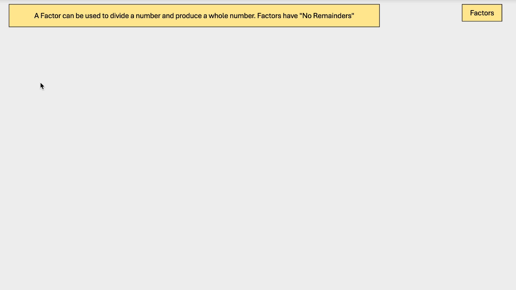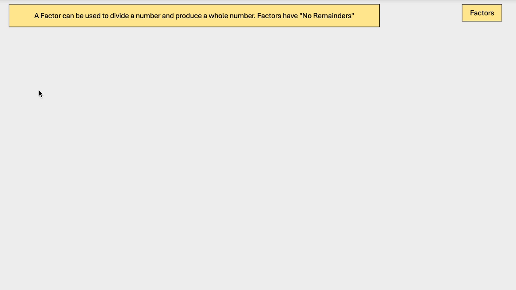Now, factors are used a lot. We use them for algebra with factorizing. We use them in common maths questions where there's a factor. Give me the factors of 12, for example, and you'd have to list all the numbers. You've got to remember that a factor can be used to divide a number and produce a whole number. What that means is you will always have a whole number.